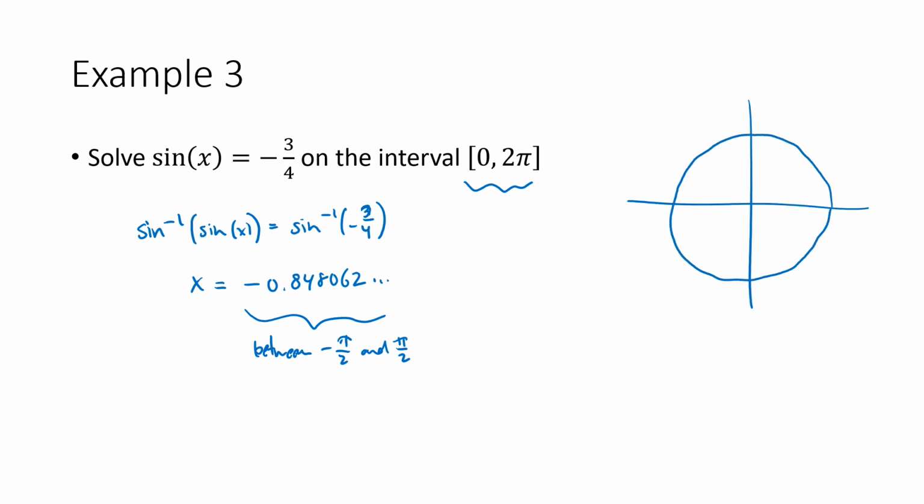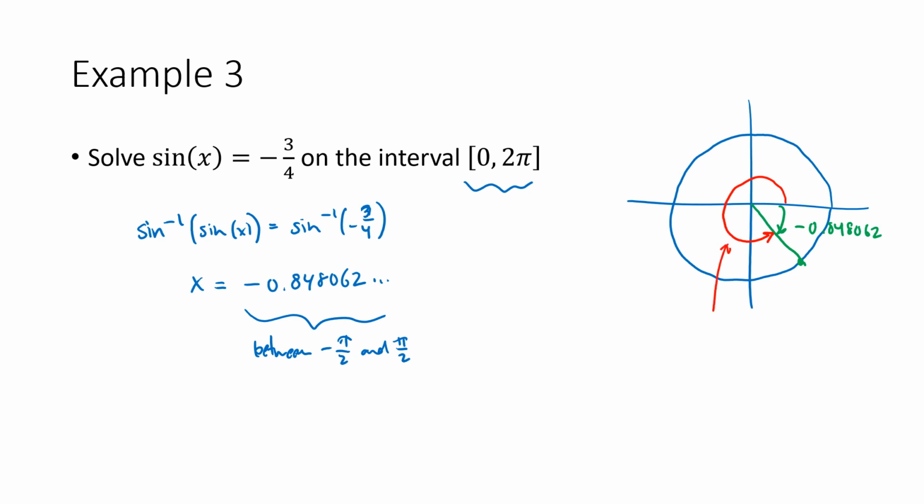So where does this angle live? Well, it's between negative pi over 2 and pi over 2, and it's negative, so that means it's got to be in quadrant 4. So the angle down here of negative 0.848062 radians is this angle. Now, unfortunately, that angle does not lie between 0 and 2 pi. It's negative. So what is the actual angle between 0 and 2 pi that matches that location on the unit circle? Well, that's going to be this rotation, which will be 2 pi minus 0.848062.